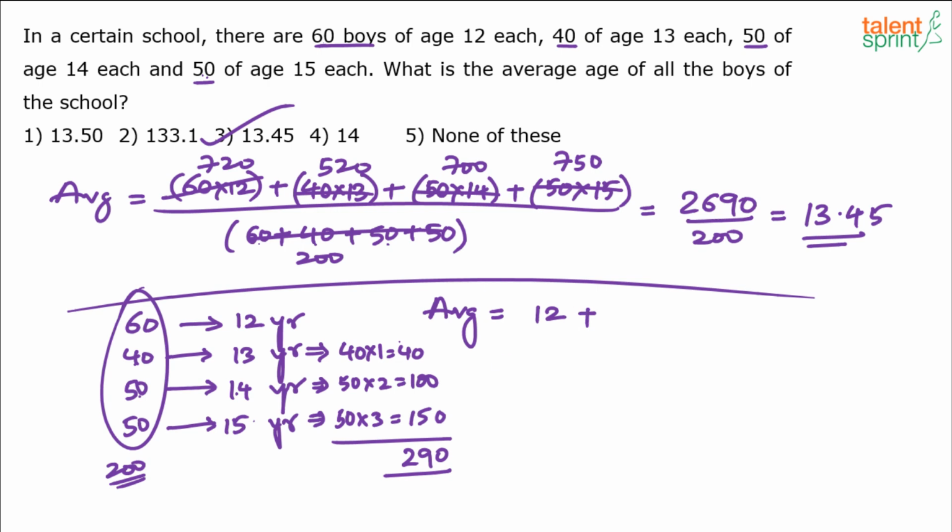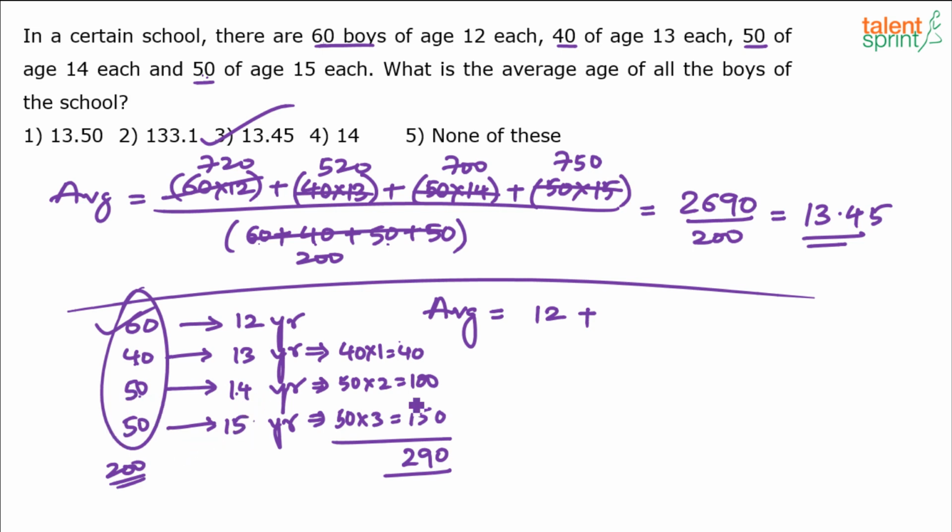Let's assume that each boy's weight should be 12 rupees, or age should be 12 rupee years, or whatever. I mean, the value is 12, the magnitude is 12, right? Each person should have 12 rupees. Now, first 60 boys, no problem. They've got 12 rupees each. But the next 40 boys have got 13 rupees. So I have 40 rupees extra in this group. I have 100 rupees extra in this group because these 50 boys have got 2 rupees extra each.